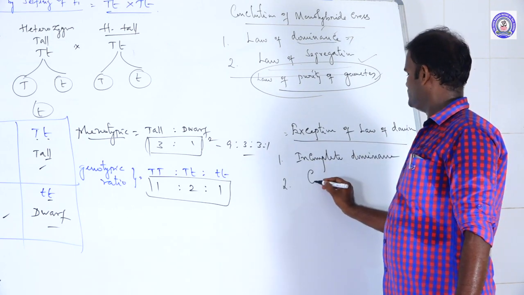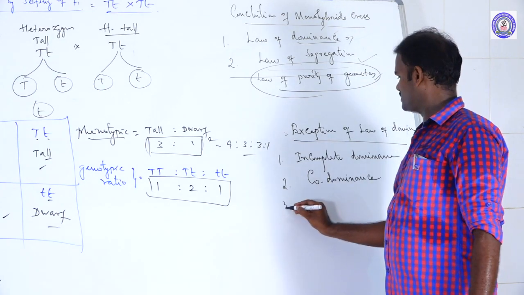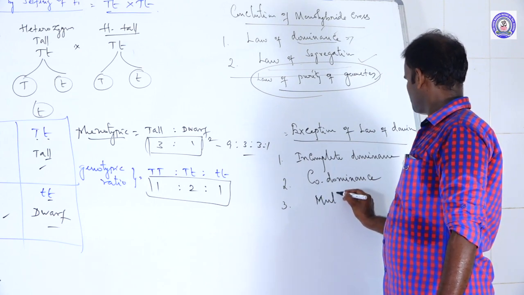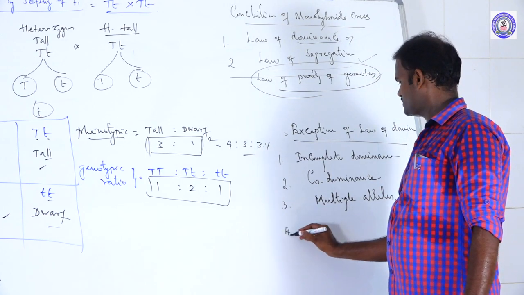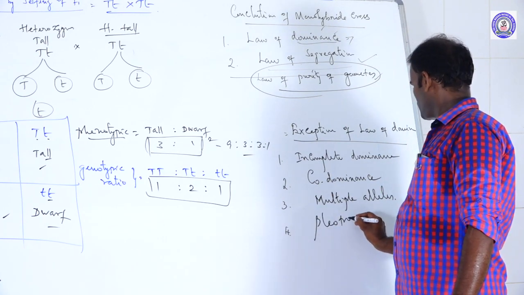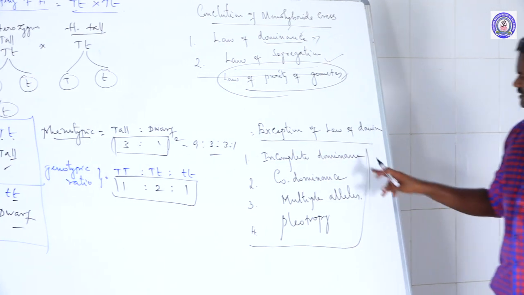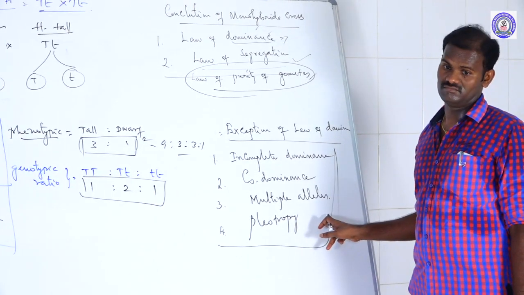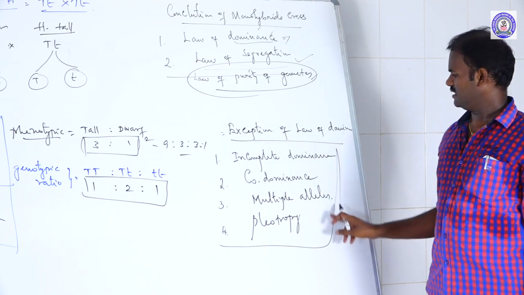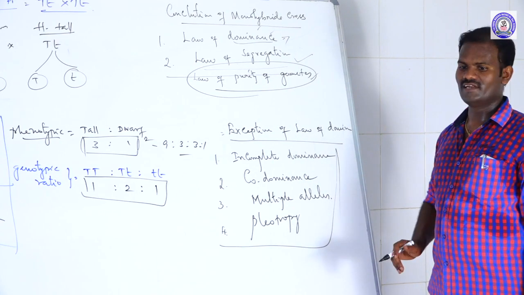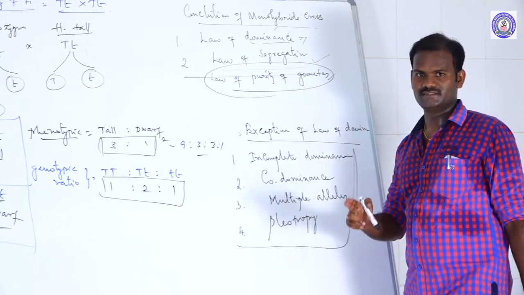Second, codominance. The third, multiple allelism, multiple alleles. Then the fourth one is pleiotropy. These are the exceptions of the law of dominance. Here the law of dominance fails. According to the law of dominance, among the two parent characters, only one parent character is expressed. Here there is a failure of this law. In the next videos we are going to discuss these exceptions of the law of dominance.